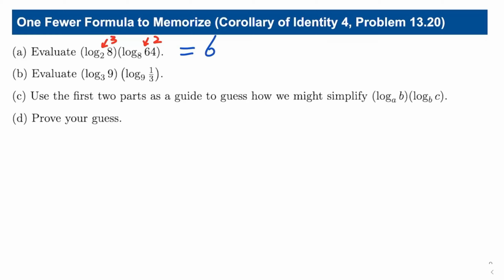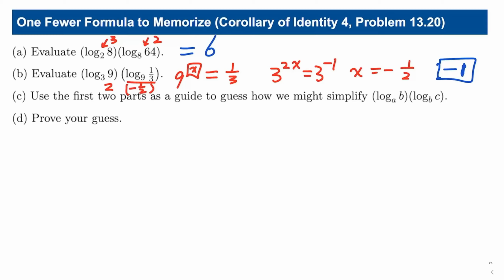B. Evaluate log base 3 of 9, which is 2. Log base 9 of 1/3. 9 to the power what equals 1 over 3. This is 3 to the power 2x equals 3 to the power negative 1. So x equals negative a half. 2 times negative a half equals negative 1. Part C.